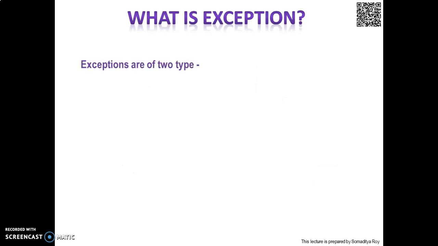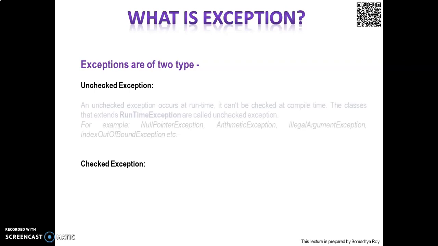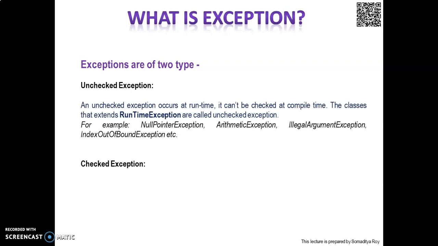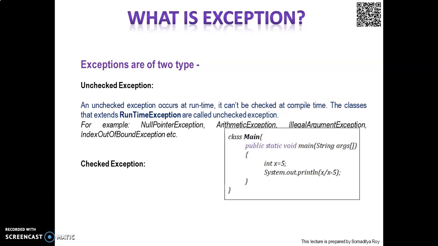So exceptions are basically of two types. One is checked exception, another is unchecked exception. Now in case of unchecked exception, we are not able to check that exception at compile time, but we can handle it or check it at runtime. Now why at runtime?